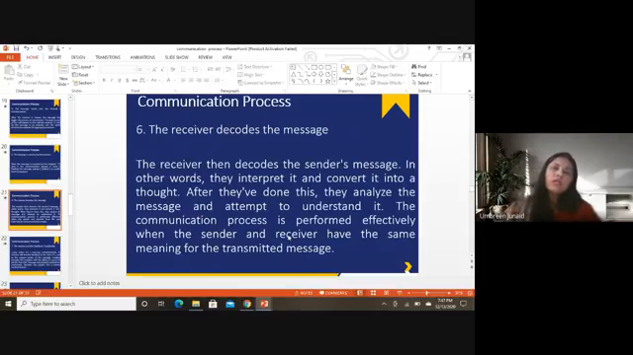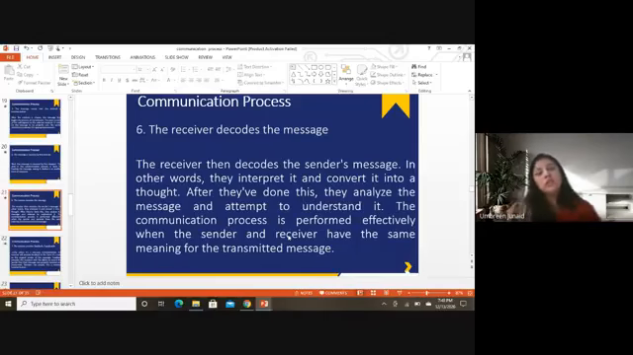The receiver then decodes the sender's message. In other words, they interpret it and convert it into a thought. The moment you receive the message and read it or listen to it, whatever way it is being communicated to you, you start interpreting it, and you start to convert it into your thoughts. Whatever is being told to you, you want to understand it properly. After you have received this and converted it into your thoughts, you start to analyze the message and attempt to understand it.